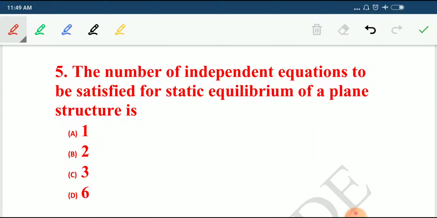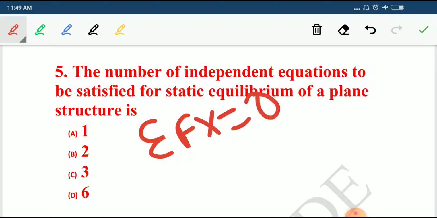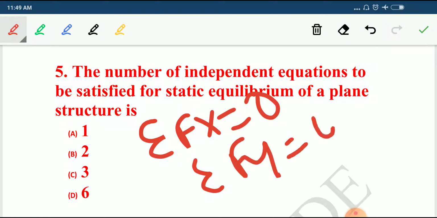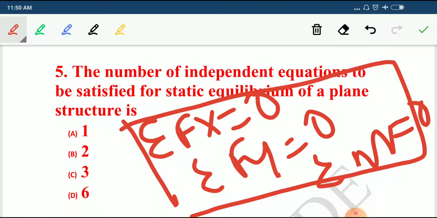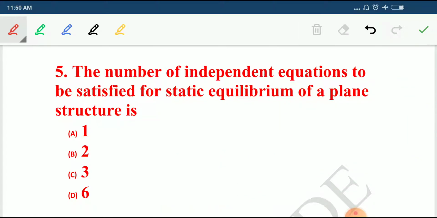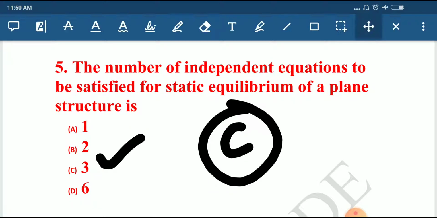What is the condition of equilibrium? When the body is in equilibrium, for a static plane structure, summation of Fx is equal to 0, summation of Fy is equal to 0, and summation of M is equal to 0. If this condition is satisfied, then we say the body is in equilibrium. So for this question, the correct answer is C, that is 3. Okay, we will move to the next question.